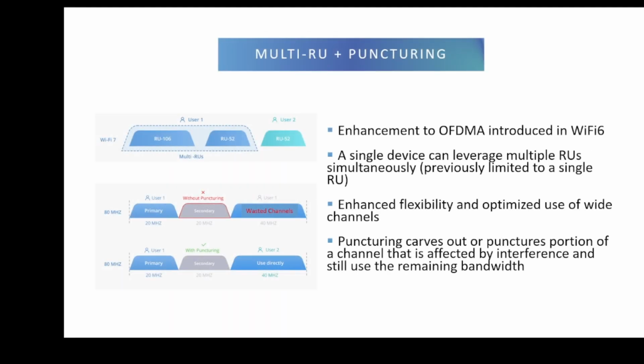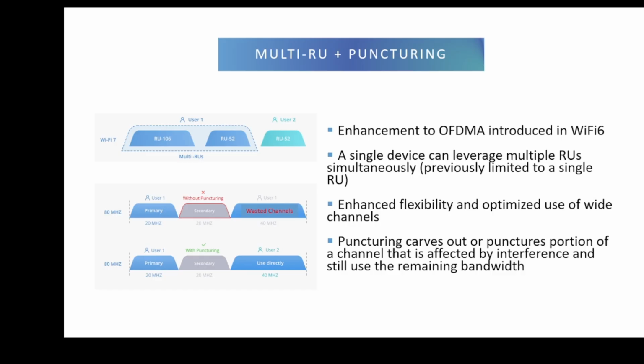The last feature we will be covering is multi-RU allocation and puncturing. Multi-RU allocation is an enhancement to OFDMA introduced in Wi-Fi 6. OFDMA enabled multi-user communication in Wi-Fi by dividing up Wi-Fi channels into smaller subchannels called resource units. In Wi-Fi 6, each device could only be assigned one RU at a time. With Wi-Fi 7 enhancement, each device can now be assigned multiple RUs. This allowed for more efficient spectrum usage.